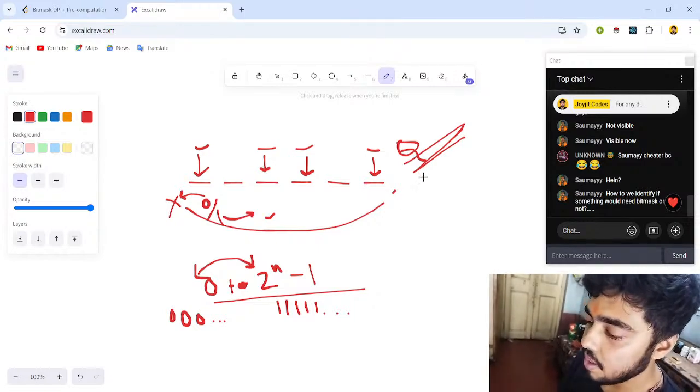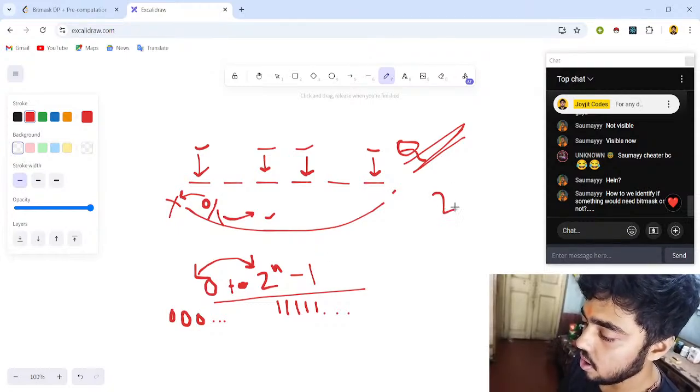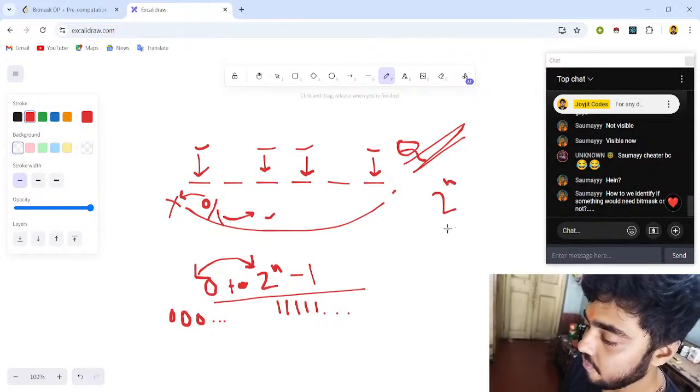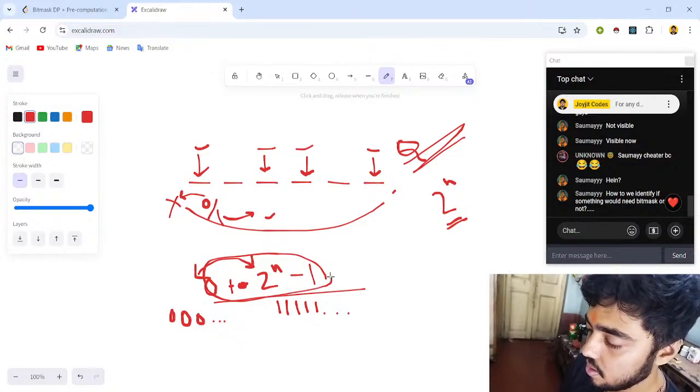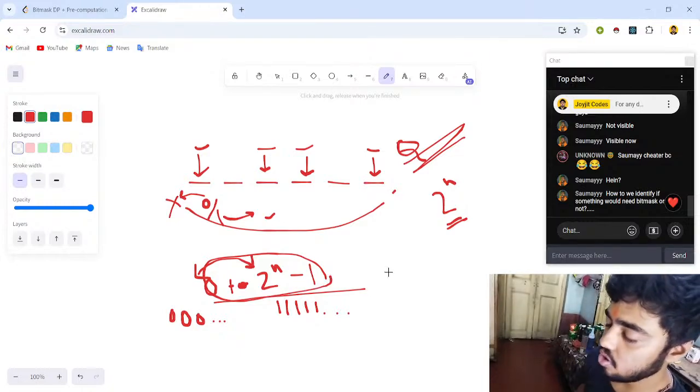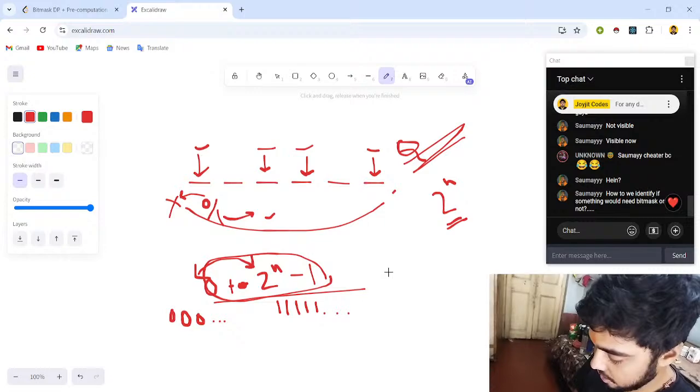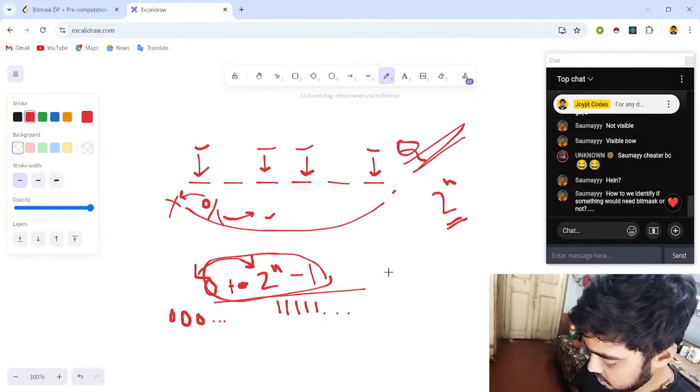So how many subsets are possible? There are a total of 2 to the power n subsets, and every specific subset corresponds to a value from 0 to 2 to the power n minus 1. I hope this is clear now, Soumya, what bit masking is for and how to get this bit masking thing.